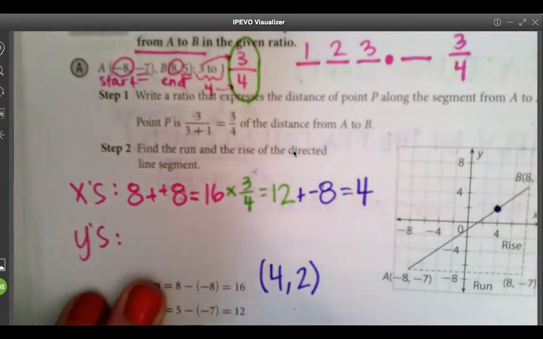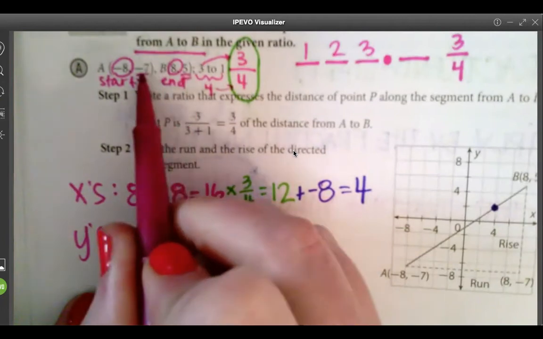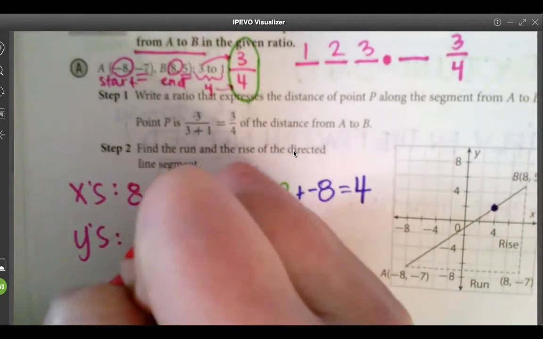So once again, the pattern is end minus beginning. So 5 minus -7.